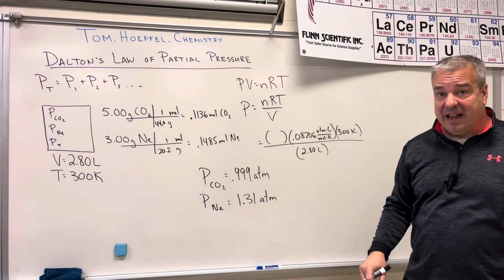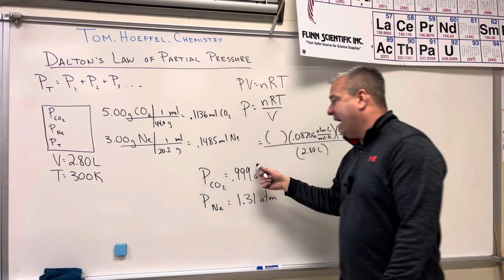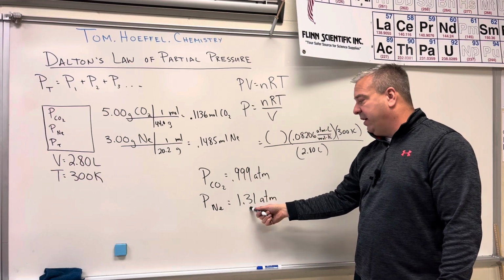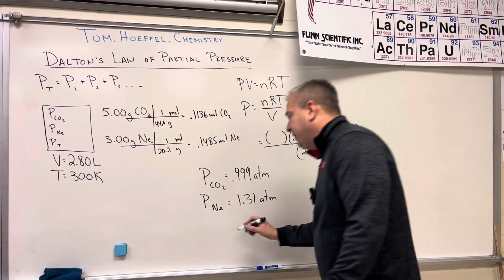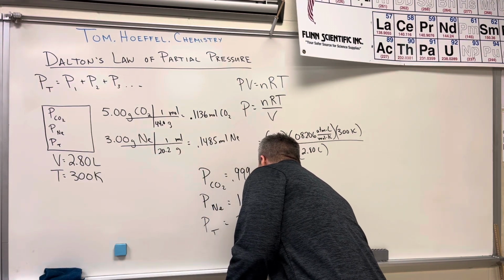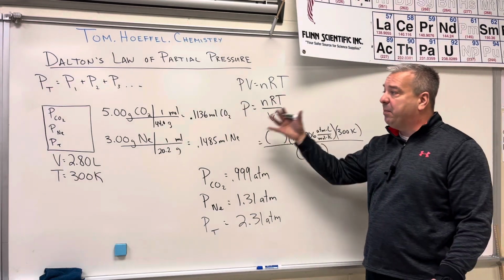greater number. And then finally, if I want to get the total pressure, I'm just going to add both of these together. So 0.999, which is basically 1, plus 1.31 is going to give me a total pressure of 2.31 atm. So this is a simple problem of how to get partial pressure.